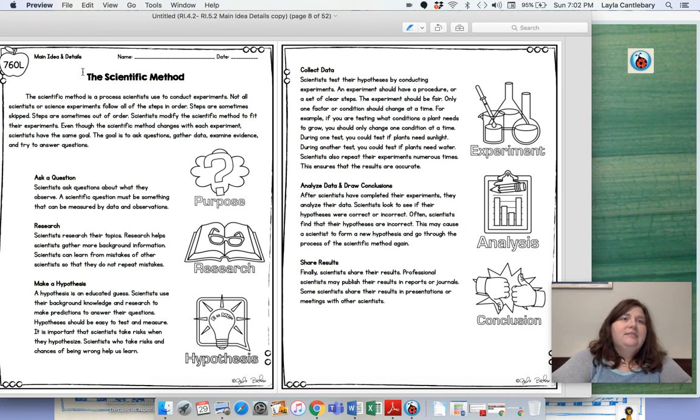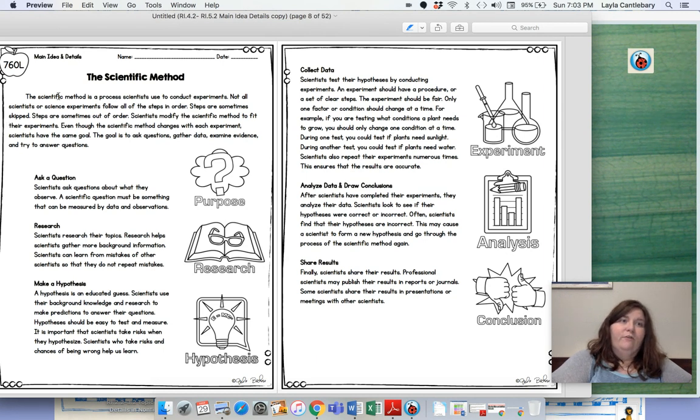So let's start. The scientific method. The scientific method is a process scientists use to conduct experiments. Not all scientists or science experiments follow all of the steps in order. Steps are sometimes skipped. Steps are sometimes out of order. Scientists modify the scientific method to fit their experiments. Even though the scientific method changes with each experiment, scientists have the same goal. The goal is to ask questions, gather data, examine evidence, and try to answer questions.